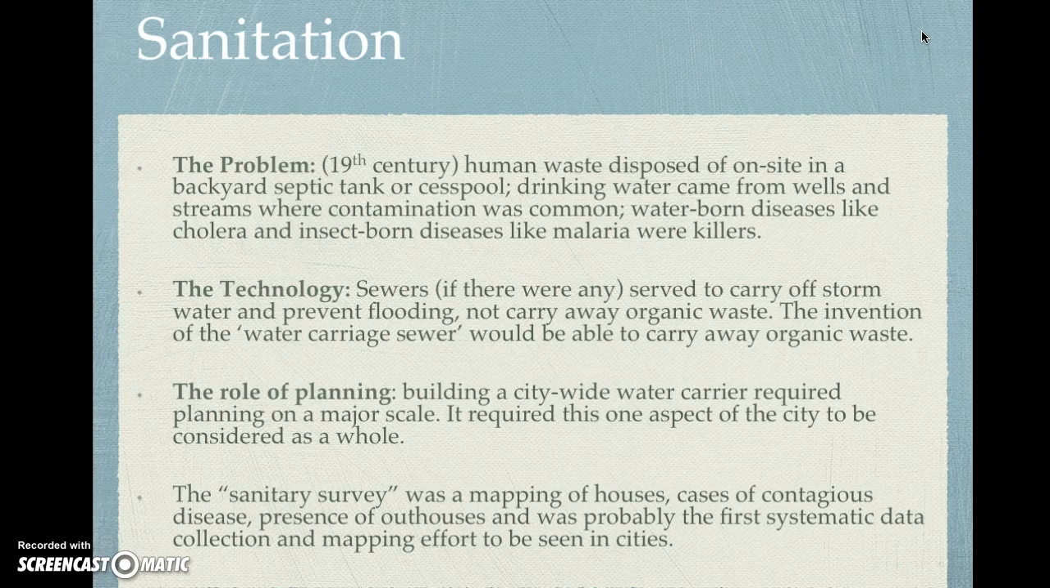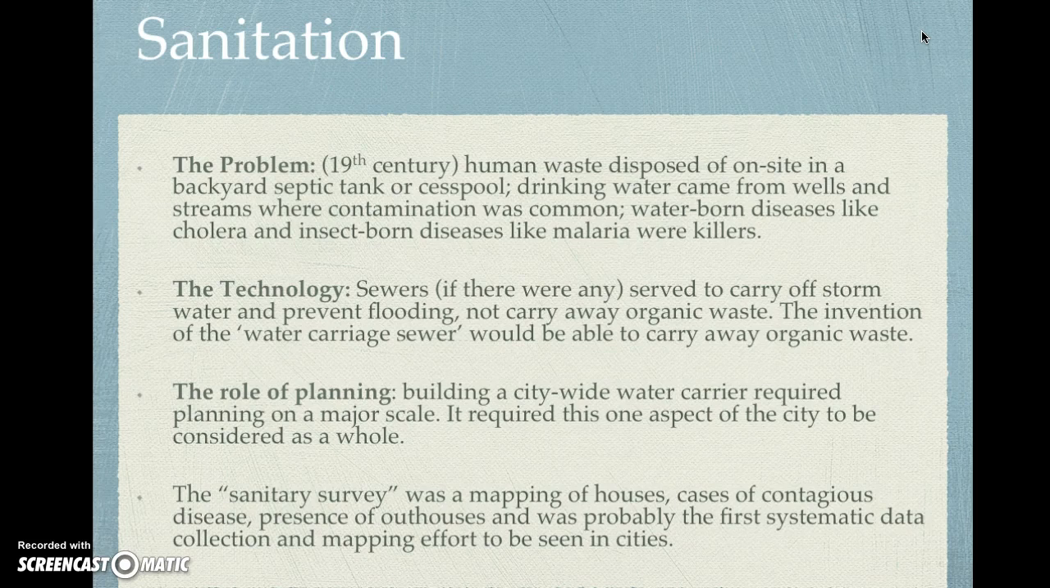Okay, so we're developing technology. The technology part of it is sewers. At the time, if there even were any sewers, they were designed to carry off stormwater and prevent flooding. That's it. They weren't designed to carry away organic waste. And organic waste is just a nice way of saying human feces, dead rats. I mean, use your imagination about the organic waste. So over in England, I believe, they invented the water carriage sewer. This is different. This is a bigger pipeline. It was designed so that it could carry away this organic waste that we're talking about. So there's the problem. Here's the new solution.